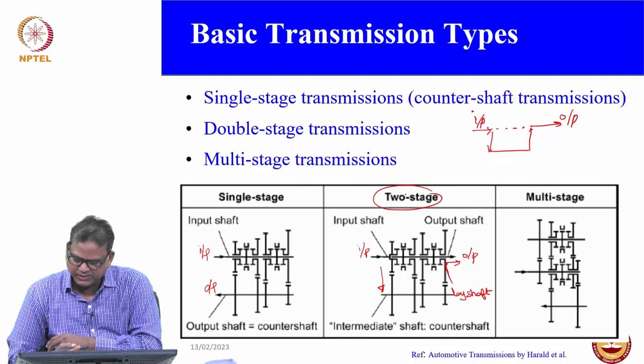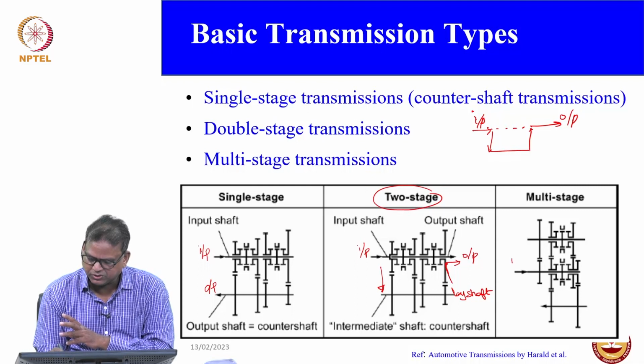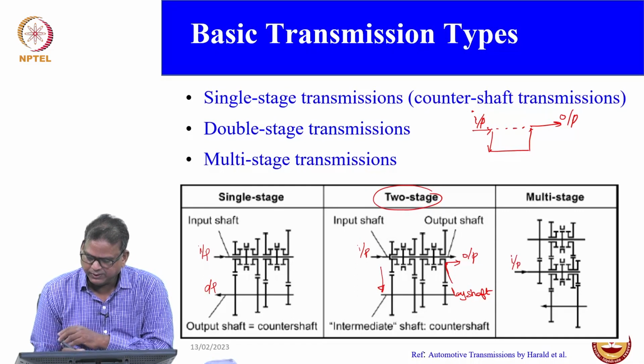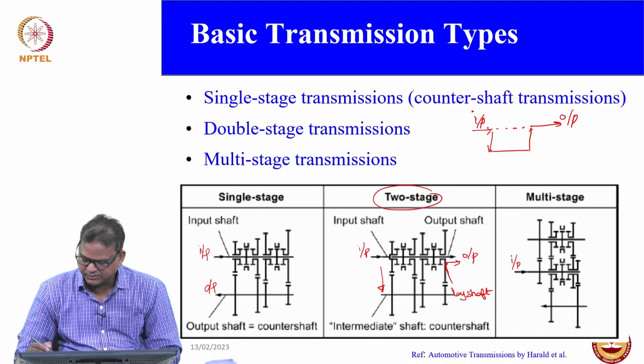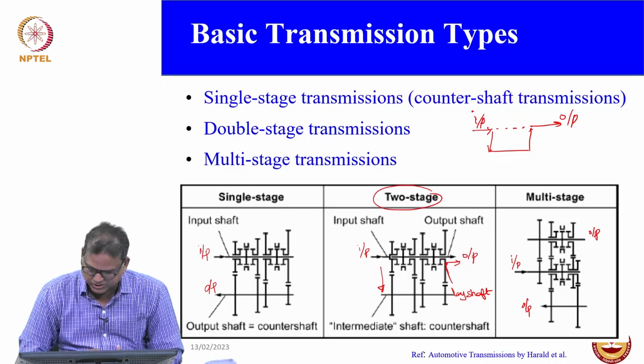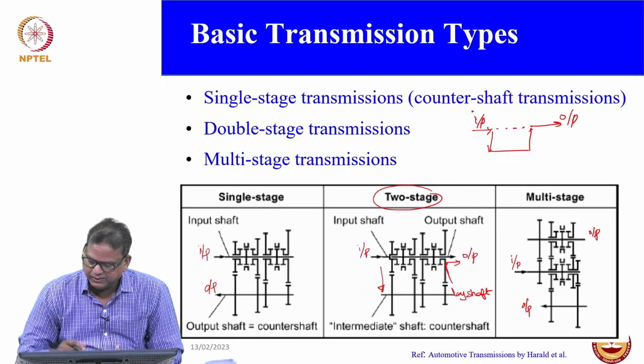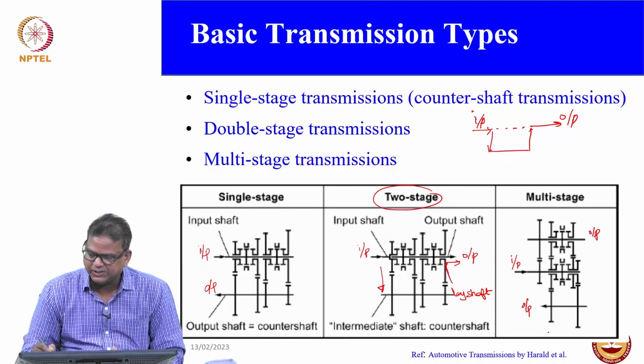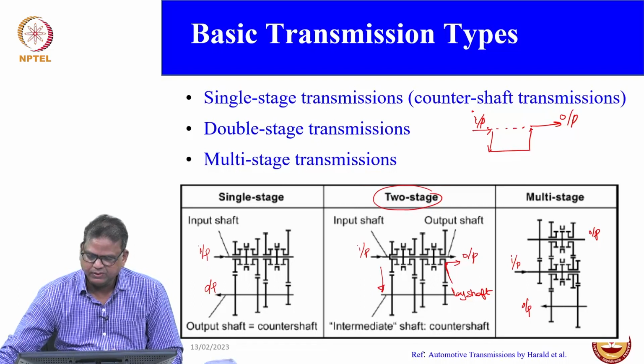And this is a three stage. In the three stage, what happens? You will have one input shaft, and you will get two output shafts. You can see that this is one output, and this is another output. This kind of arrangement is a special arrangement. Anything beyond three shafts or in different directions is normally called a multi-stage.